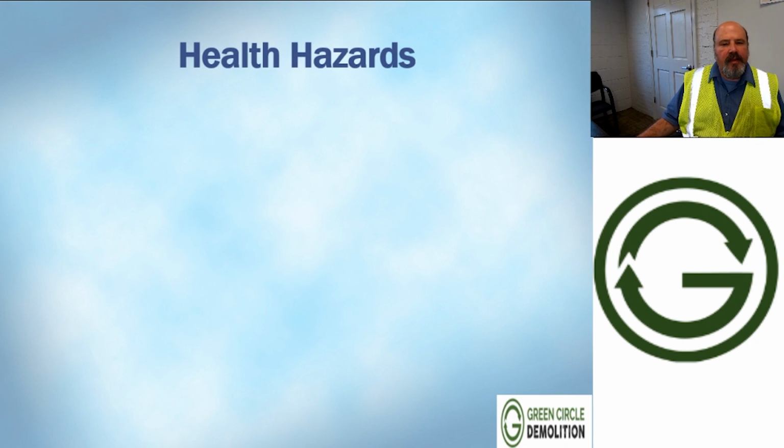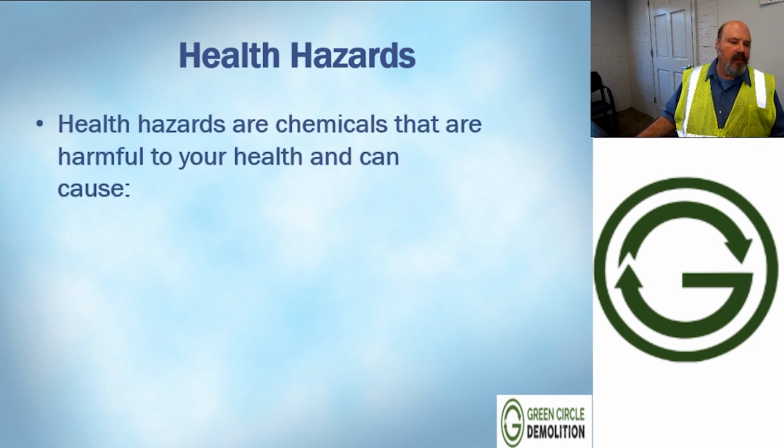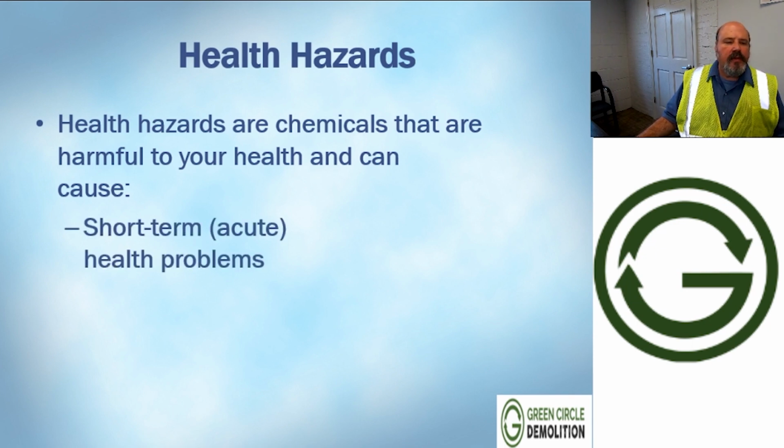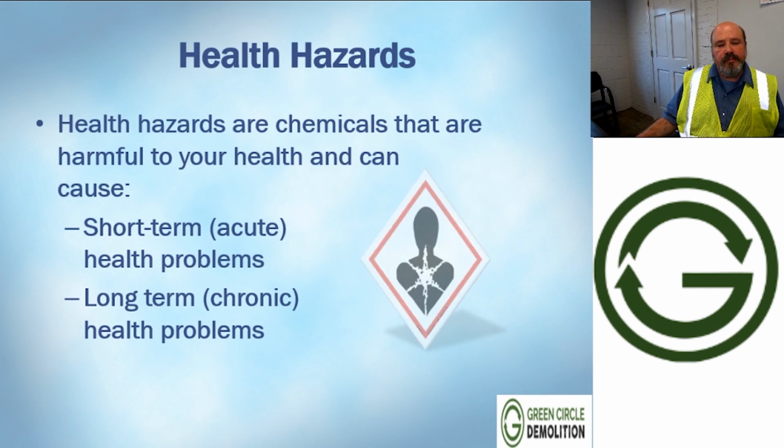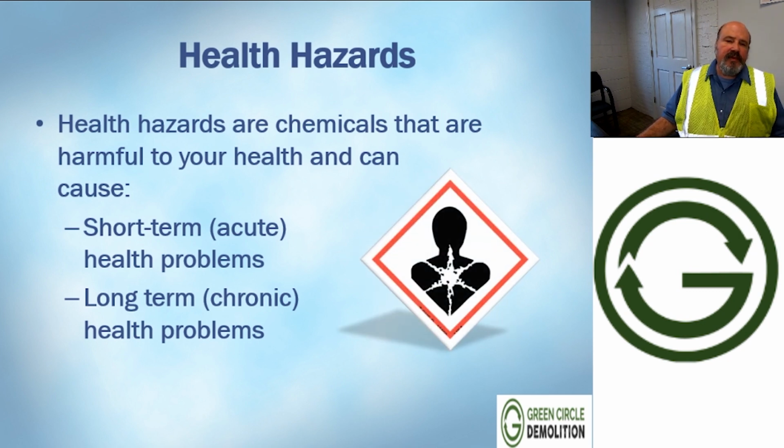Now let's talk a little bit about health hazards. Health hazards are chemicals that are harmful to your health and can cause short-term, which means acute, health problems, or long-term, which means chronic, health problems. Now, these chemicals are identified by the pictogram with the outline of a human being with the star in the chest. That's the Globally Harmonized System pictogram for health hazards.